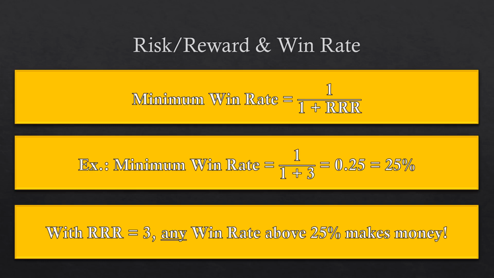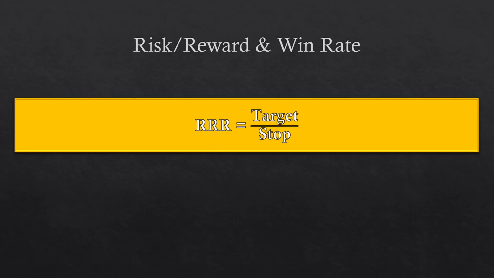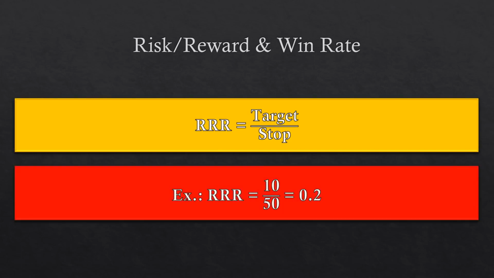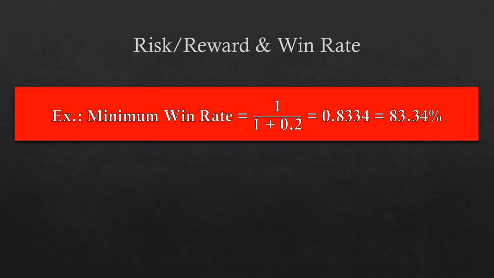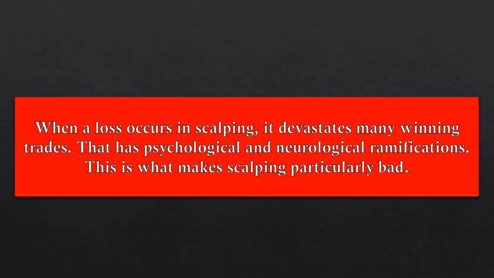Let's observe what happens when the stop is many times larger than the target, like what happens in scalping strategies. For example, if the stop is 5 times larger than the target, the risk-reward ratio will be 0.2. The minimum win rate at that level is 83.34%. In other words, you need a much higher win rate just to break even. Because the risk-reward ratio is very poor in scalping, the trader needs a super high win rate, and even if the trader does manage to get it, it still doesn't guarantee anything because when losses occur, they devastate a large portion of the winning trades.